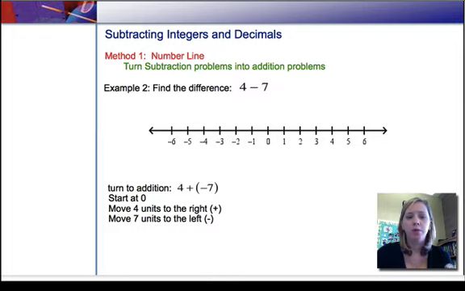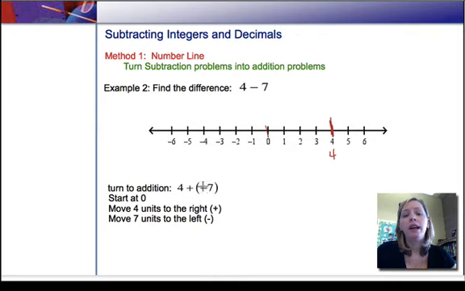So for example, here's example 2. Let's say we want to find the difference between 4 and 7, or in other words, 4 minus 7. First I'll turn that into an addition problem. That'd be 4 plus negative 7. So what I'm going to do is start at 0, and travel 4 units to the right, because 4 is positive. 1, 2, 3, 4. So that puts me here at 4.